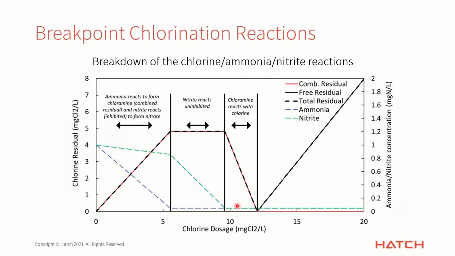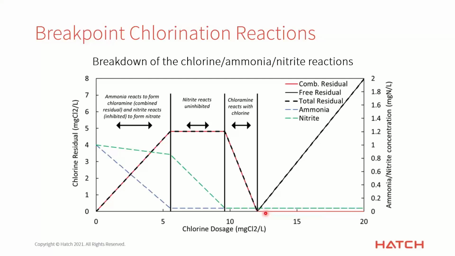So this is how breakpoint chlorination looks in GPS-X. In the newest version of GPS-X that we just released last week, version 8.1, we have added nitrite to the breakpoint chlorination reactions. The reason we did this is because high nitrite concentrations in secondary effluent can be a common cause of unexpectedly high chlorine demand, and obviously we want to be able to capture that phenomenon in the model. Making the model as robust as possible is always good.